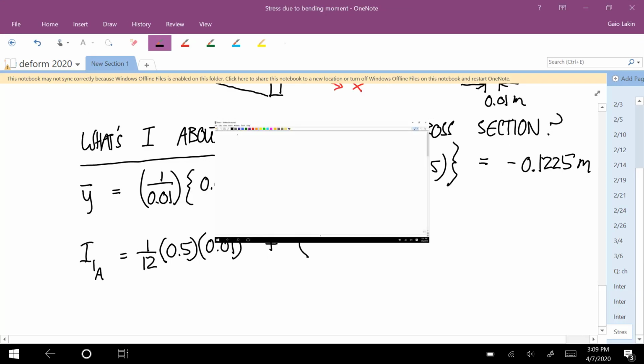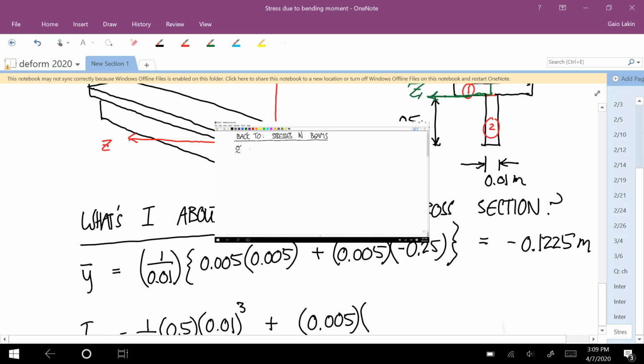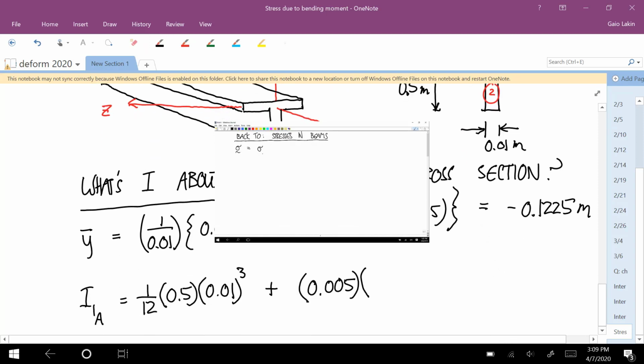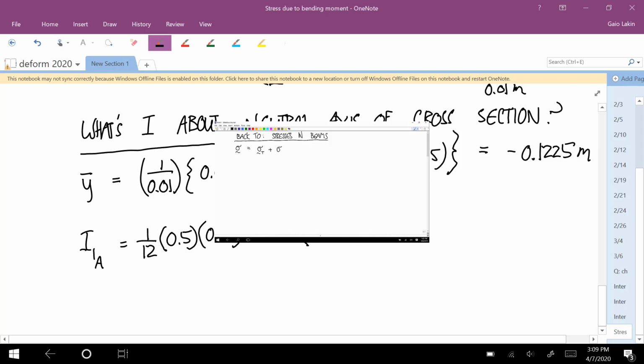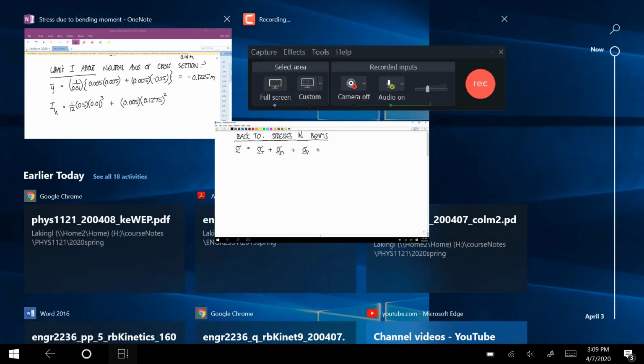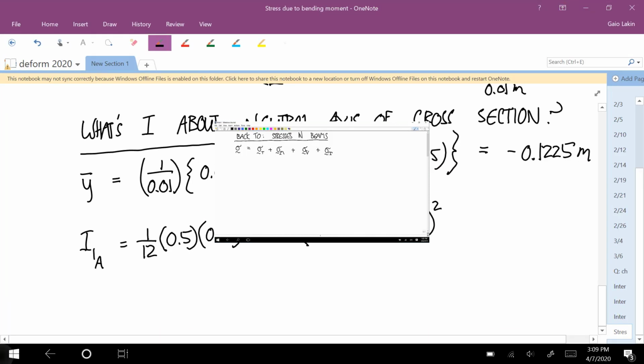So, back to stresses in beams. And the idea is that the total stress tensor is going to be equal to the stress tensor due to tension compression plus the stress tensor due to bending moment plus the stress tensor due to shear force plus the stress tensor due to torque. So far, we've only been talking about stresses due to tension compression and bending moment.